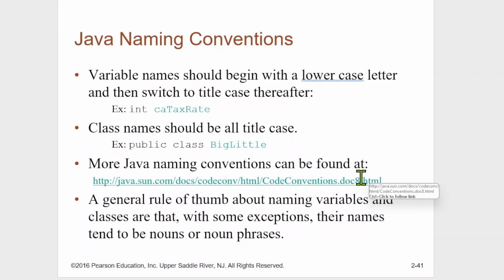More Java naming conventions can be found here. And this is not a requirement. These are just rules of thumb, and it's good programming practice. Some people like this. Other people are underscore people, which is another way you can separate words out. Okay.